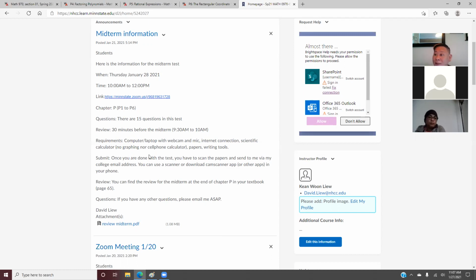One, make sure you have enough light. So make sure you turn on your lights and take it, because sometimes you take it blurry. If you take it without light, it's very blurred, I cannot see it. And then make sure you turn the camera.